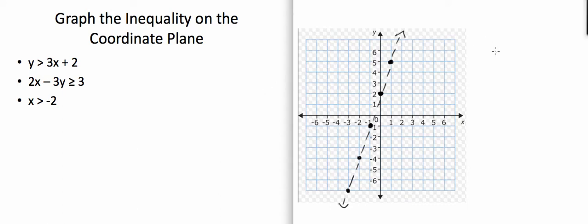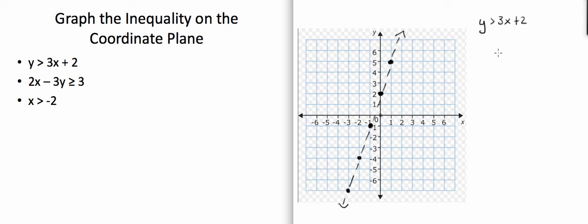So now we're going to determine which side we need to shade. What we do is we pick a point, and it doesn't matter where the point is as long as it's not on the line. We pick a point and we test if it's true or false. Okay, so we've got y is greater than 3x plus 2. The easiest thing that we can do is pick the point 0, 0.